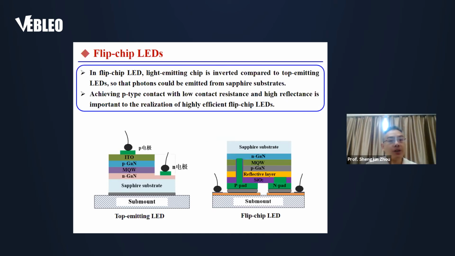In flip chip LED, light emitting chip is inverted compared to top emitting LED, so that photon can be emitted from sapphire substrate. Achieving p-type contact with low contact resistance and high reflectance is important to the realization of highly efficient flip chip LED.